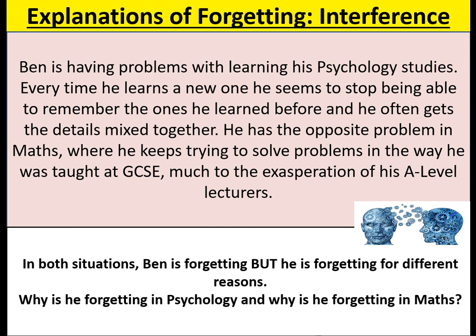But he has the opposite problem in maths, where he keeps trying to solve problems in the way that he was taught at GCSE, not the way he was taught at A-level. In both situations, Ben is forgetting, but notice he's forgetting for different reasons. In psychology, he's forgetting because new information gets in the way of old information. But in maths, the old information is getting involved in the new information. This is called interference, and that's what we're going to look at today. So these are two problems that are caused by some type of interference.